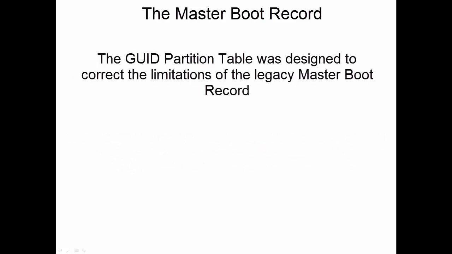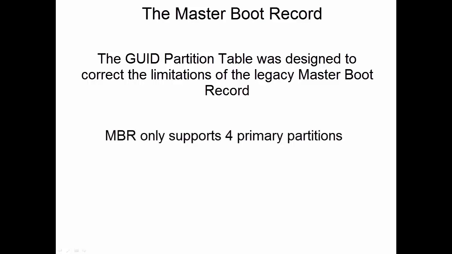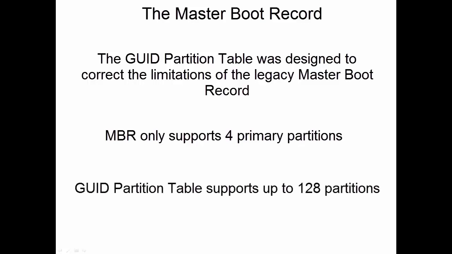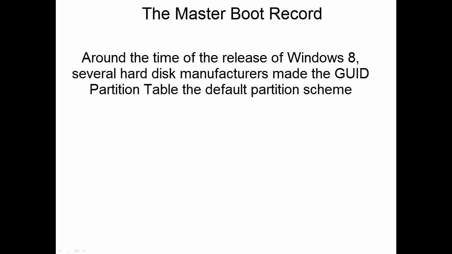Besides the earlier mentioned 2 terabyte limitation, another reason for upgrading the partition scheme was because the master boot record only accommodates 4 primary partitions. The GUID partition table allows up to 128 partitions. Starting around the end of Windows 7's prominence, the GPT started to become a more prominent partition scheme.